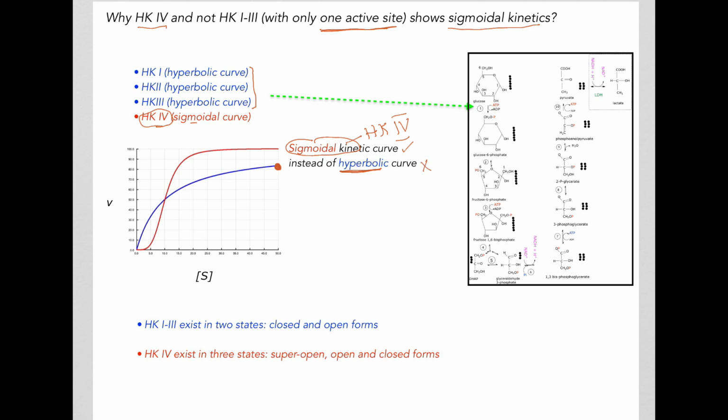So what is the reason for this phenomenon? And we shall see the answer is that hexokinase 1, 2, 3 exist in only two states, what we call the closed state and the open state, while hexokinase 4 can exist in three states: the super open state, the open state, and the closed state. So let's look at how this phenomenon is explained by the fact that hexokinase 4 can exist in three different states instead of two different states.